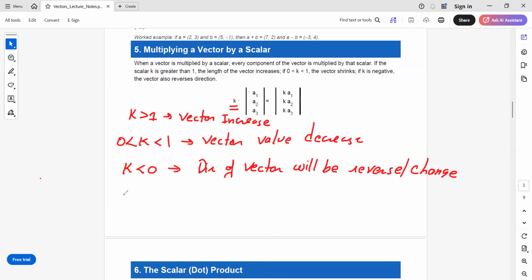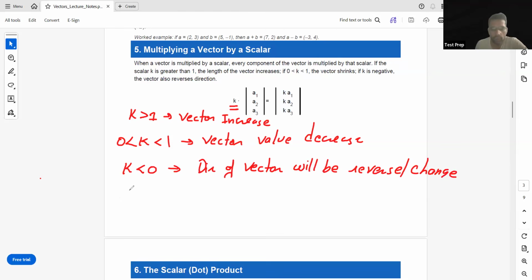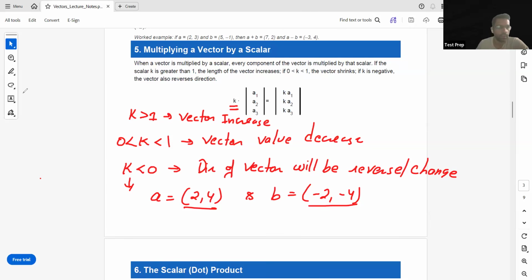Sir, doesn't the value decrease in this case? No, because if I write a is equal to 2 and 4 and b is equal to -2 and -4, the magnitude of these two will remain the same. Magnitude is the same, but their direction is different. Get my point?